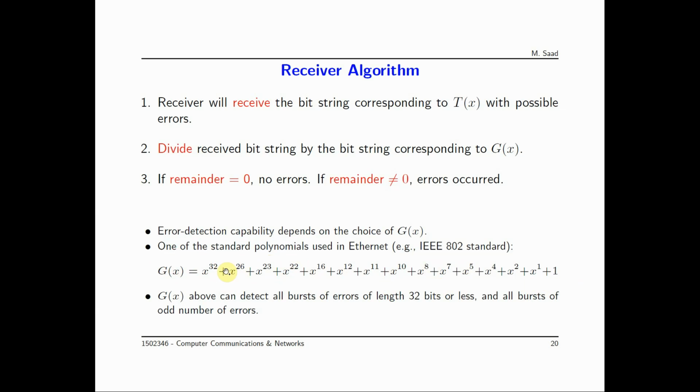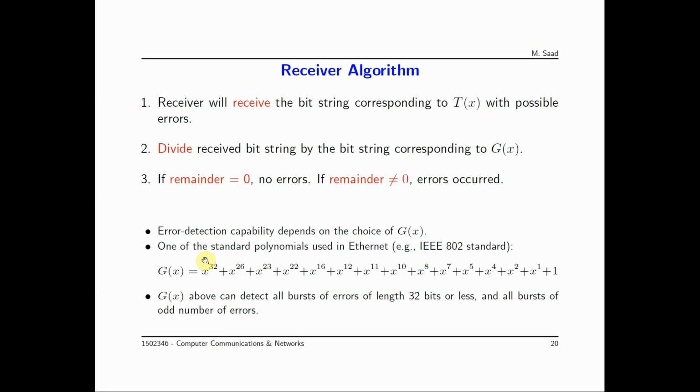As we will see in a future chapter, if you look at the Ethernet frame structure, the Ethernet frame starts with a header, and then comes the data or the payload, and then there is a trailer at the end. The trailer contains the check bits, and we have 32 of them. So this is the generator polynomial.